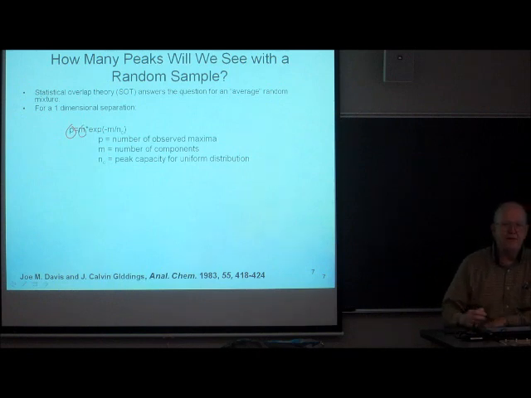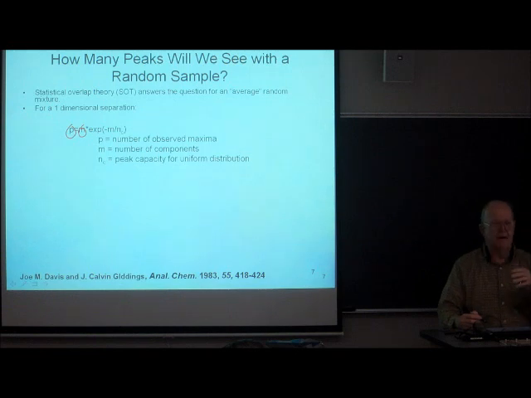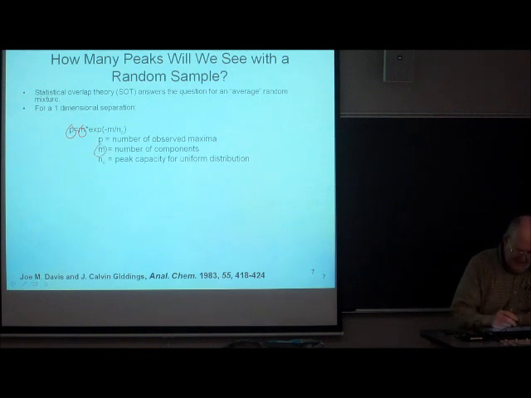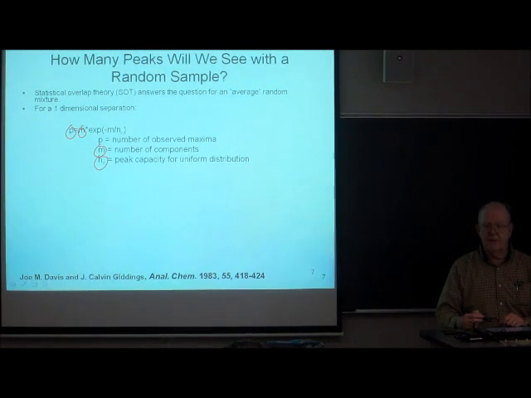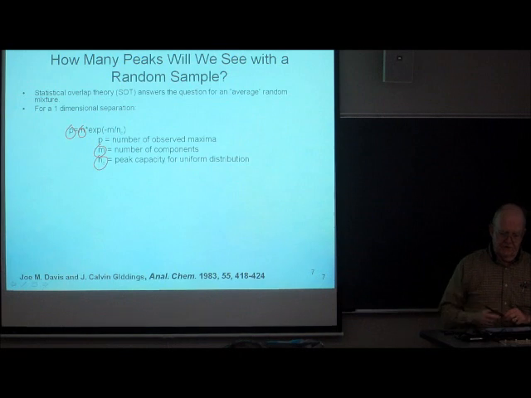m is the number of real chemicals, real components present in the sample. So the average number of peaks that you will see is equal to m times the exponential of minus m, the number of components, divided by the peak capacity of the column. This is the peak capacity for a uniform distribution of peaks. So it's a negative exponential.